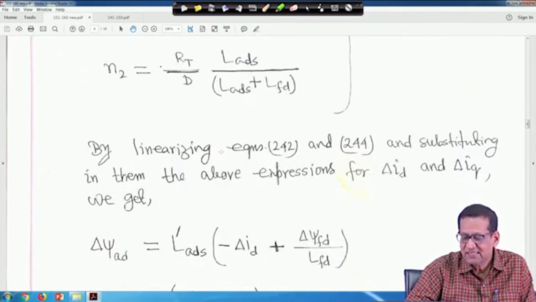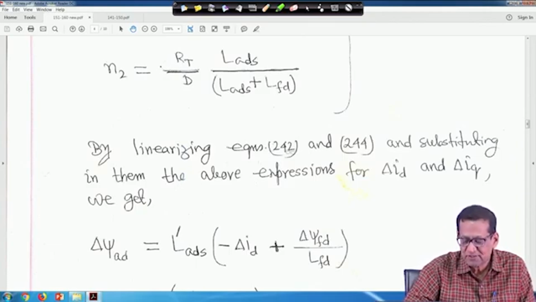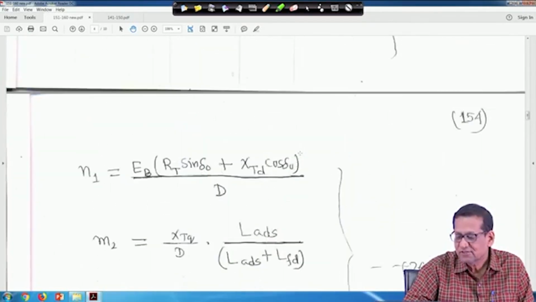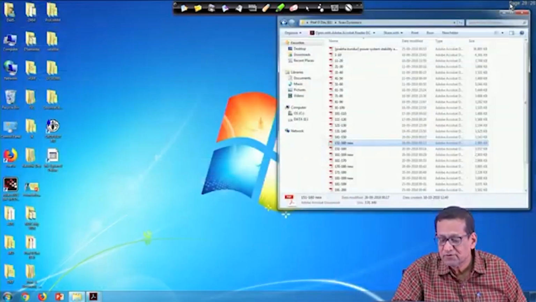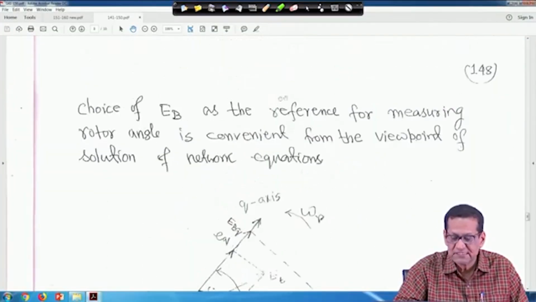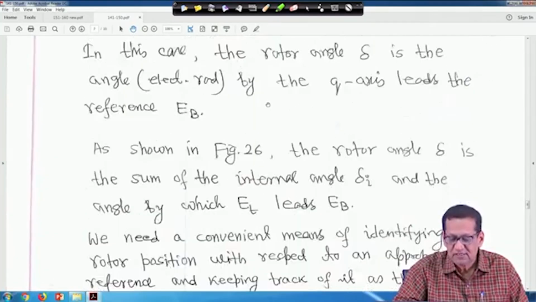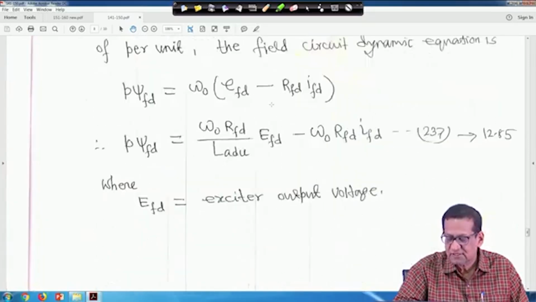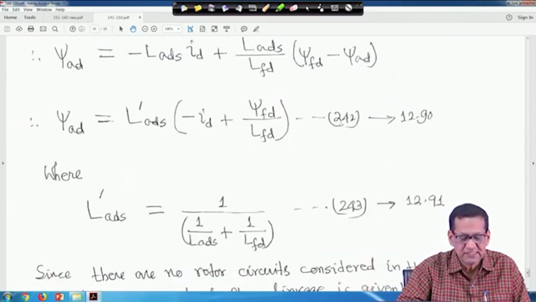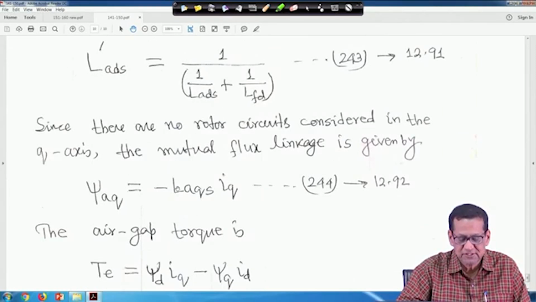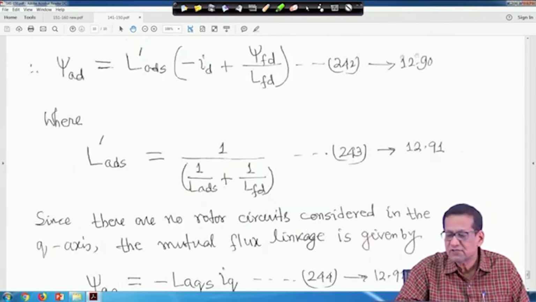So, by linearizing equations 242 and 244 and substituting in them the above expressions for delta Id and delta Iq, we will get the result. So, you have to linearize equations 242 and 244 for psi d and psi q. This is 236, and these are 242 and 244. For this equation for psi ad, you have to again take a small perturbation, and likewise for 244. These two equations you have to take the small perturbation of, 242 and 244.